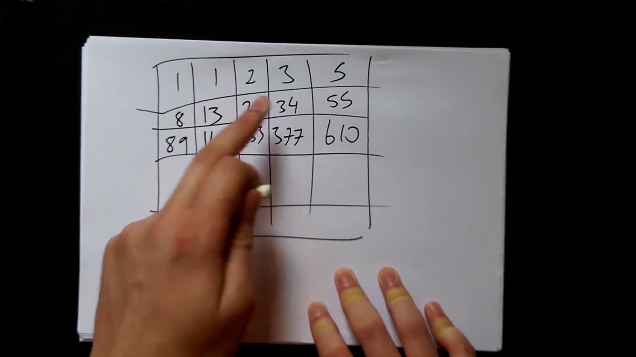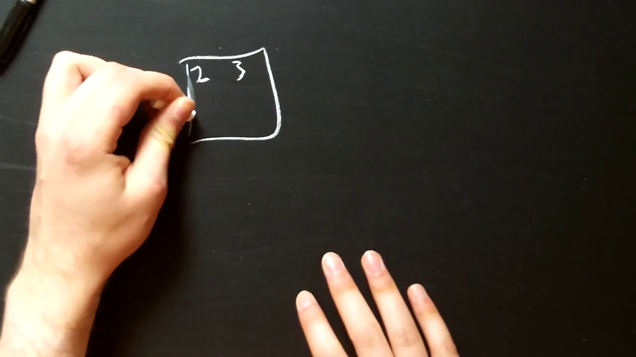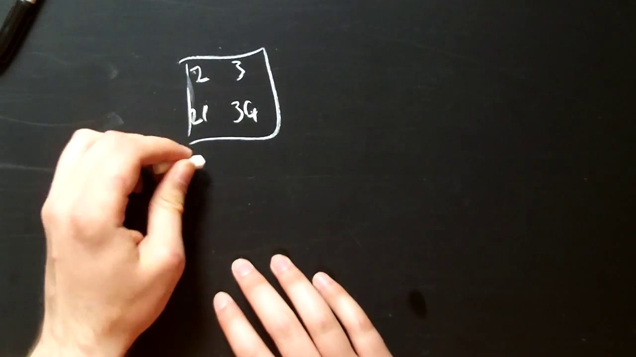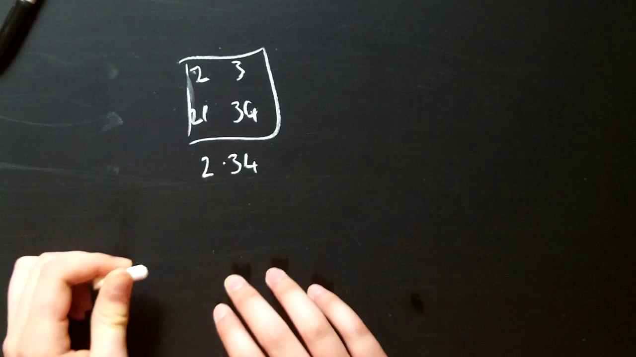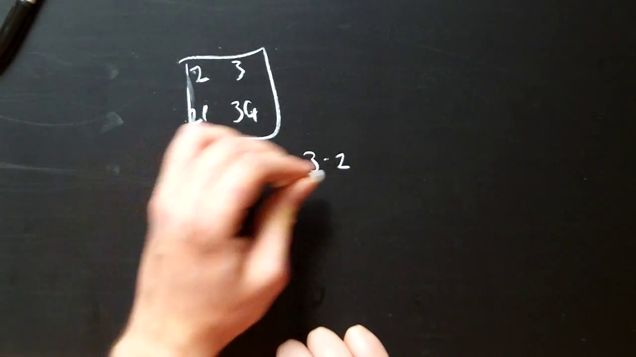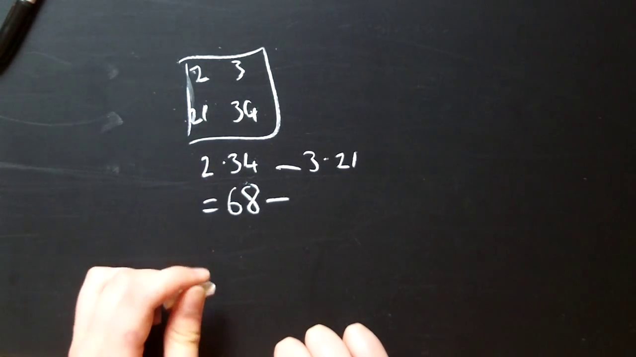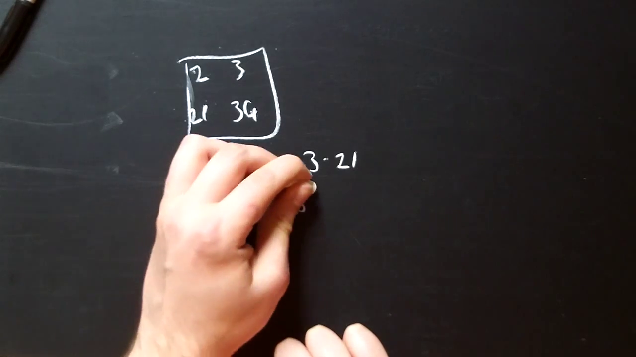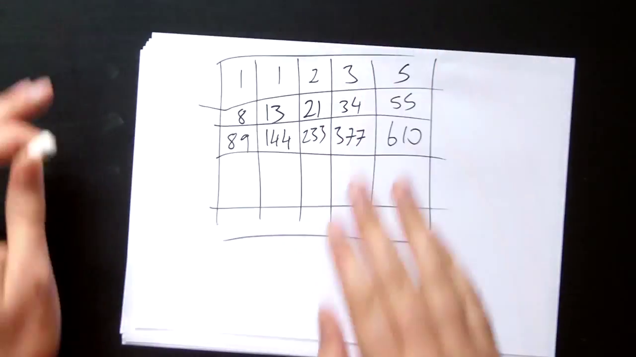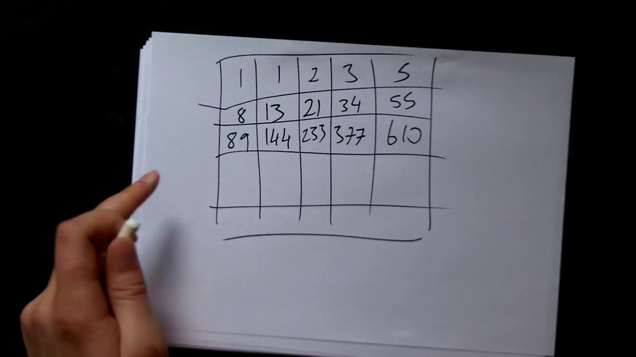2, 3, 21, 34. The determinant of that is 2 times 34 minus 3 times 21, which is 68 minus 63, which is 5. Okay, let's take a different one, something that I can do in my head.